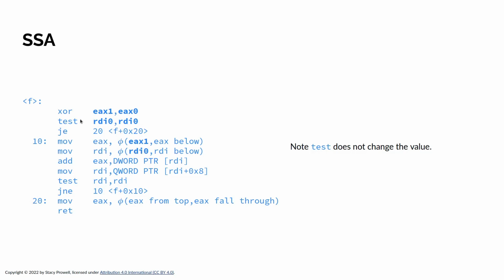Testing RDI with itself doesn't change anything, so we'll just write it like that. Test doesn't change any of the stuff. It just sets flags. And now we know that if you flow through, we wind up with EAX1 coming through this way, so we'll just plug it in right here. And we wind up with RDI0 coming through, so we'll just plug it in here.